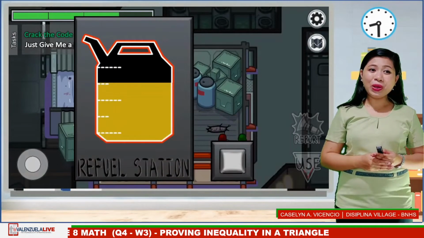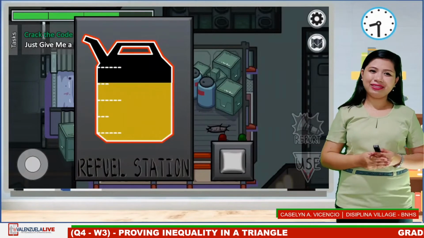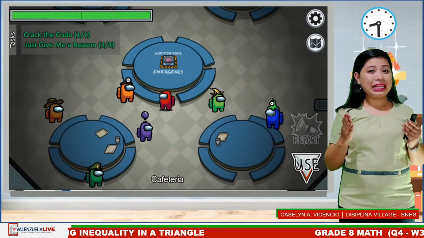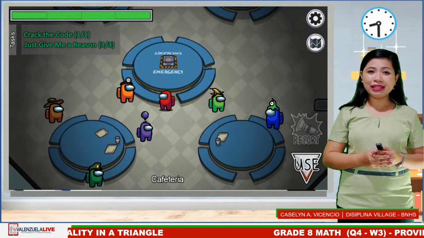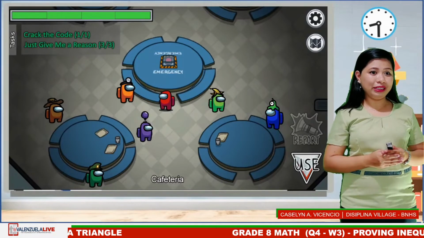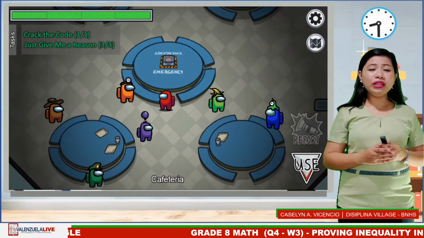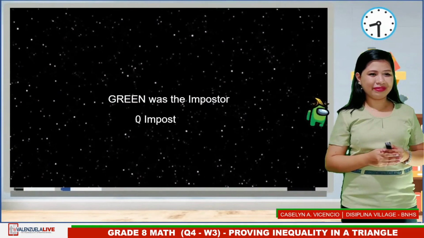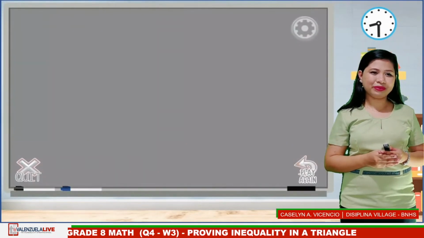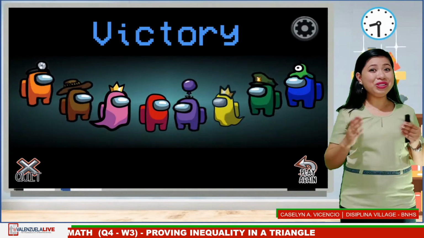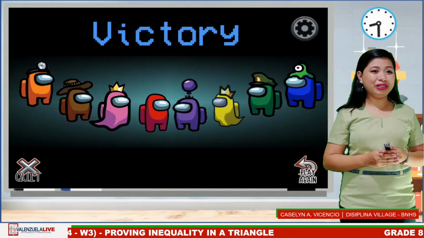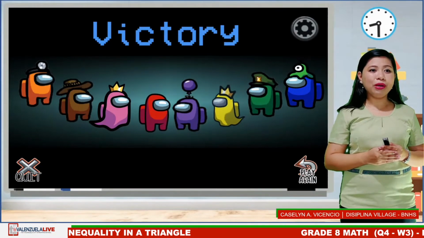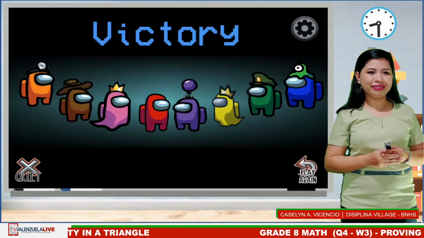Good job, math learners! We can now complete the second task. Since we are able to complete all the tasks, the last impostor will be eliminated. Let's see who the impostor is. Congratulations! You did great, math learners! You were able to win the game and master the lesson about proving inequality in a triangle.